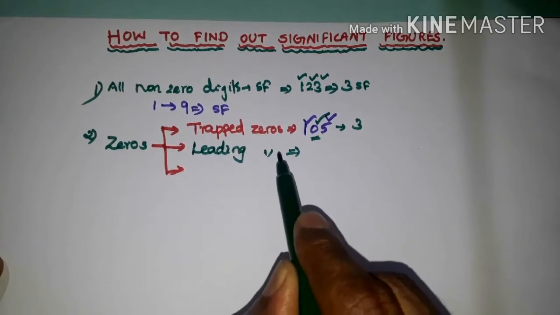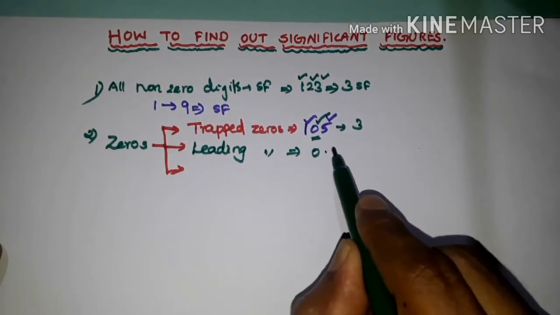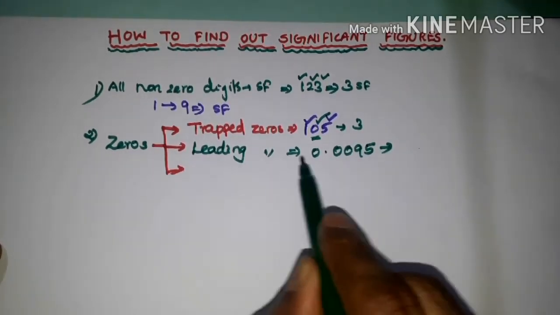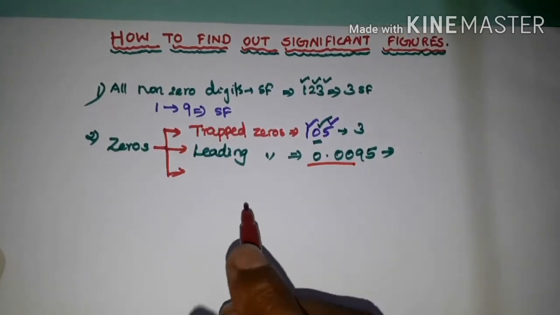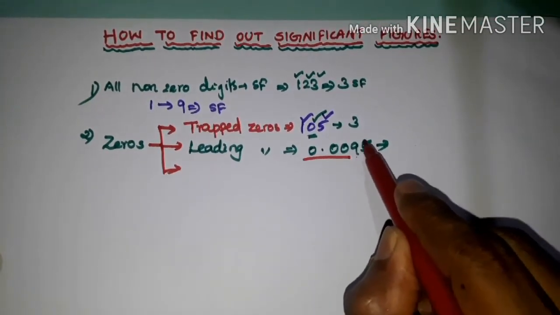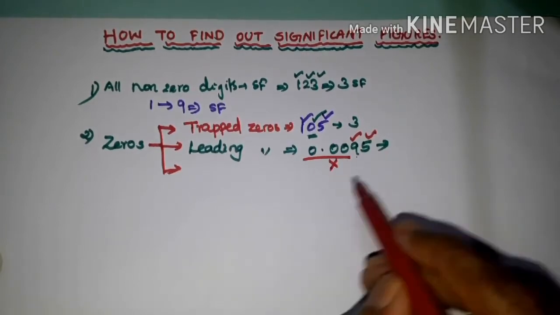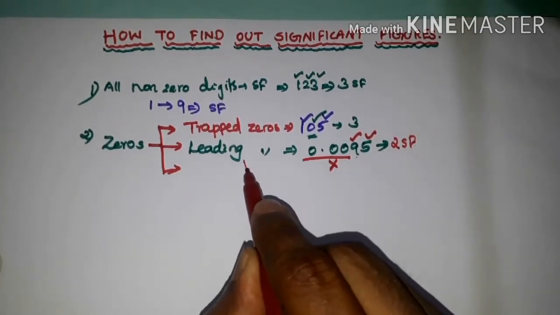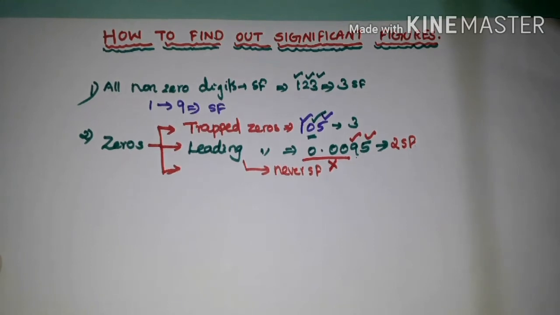Secondly, leading zeros. Leading zero means zeros left to the first non-zero digit. They are never significant. Let us take an example, 0.0095. Here these zeros are left to the first non-zero digit. First non-zero digit is 9. This 9 and 5 are significant. These zeros are never significant. Therefore, leading zeros are never significant. Total 2 significant figures are there.